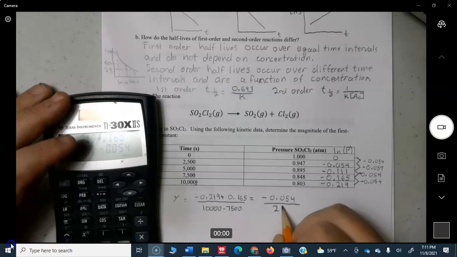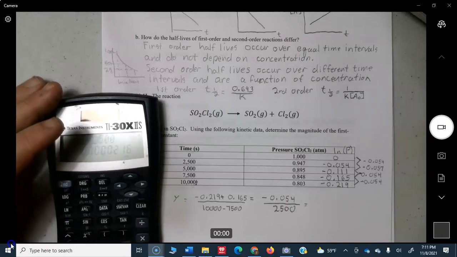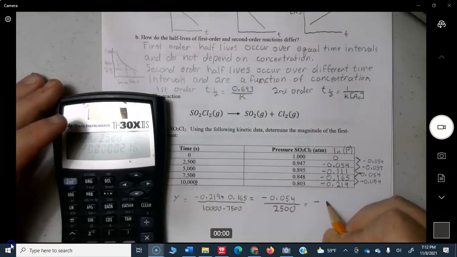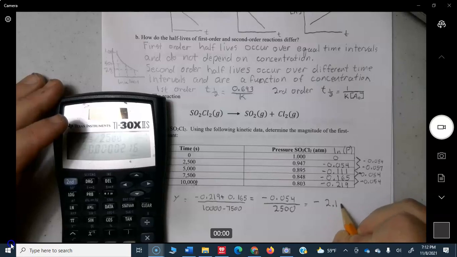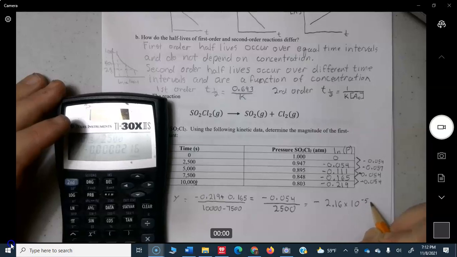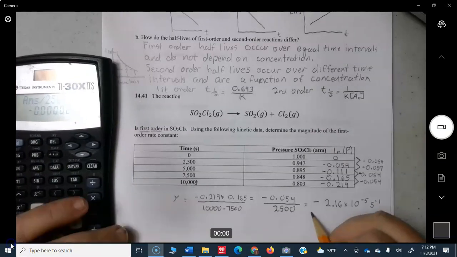It's going to be 2,500. And if we just divide that by 2,500, that is the 0.054, we get negative, and we're going to call it 2.16 times 10 to the minus 5. And since it's first order, it's 1 over seconds, or seconds to the negative 1. So that is the slope, and that is the rate constant.